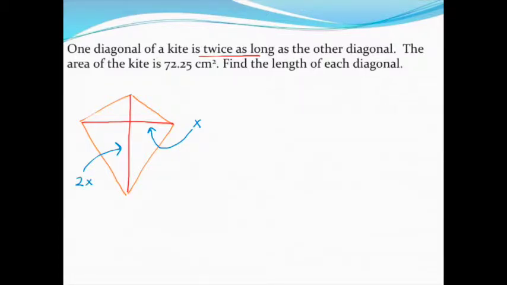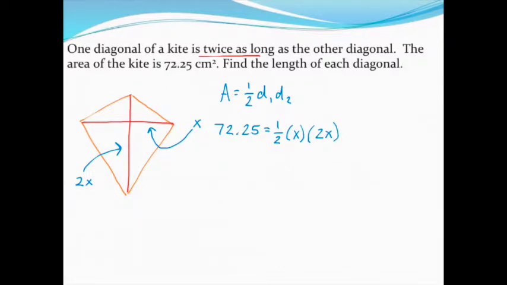So there's my diagram. Let's start with our formula as we've always done, and then plug in some information. Since I'm working with a kite, I know my area formula is 1/2 times d1 d2, where d1 and d2 are the two diagonals. So let's plug in what we know. The area will be given to us if we're working backwards. So 72.25 needs to be equal to 1/2 times one of our diagonals, x, doesn't matter which one, and the other diagonal is 2x. So there's the equation I'm going to be working with to solve.